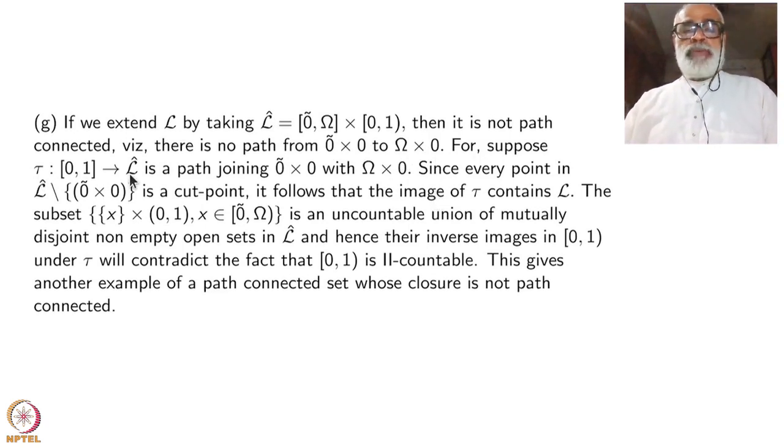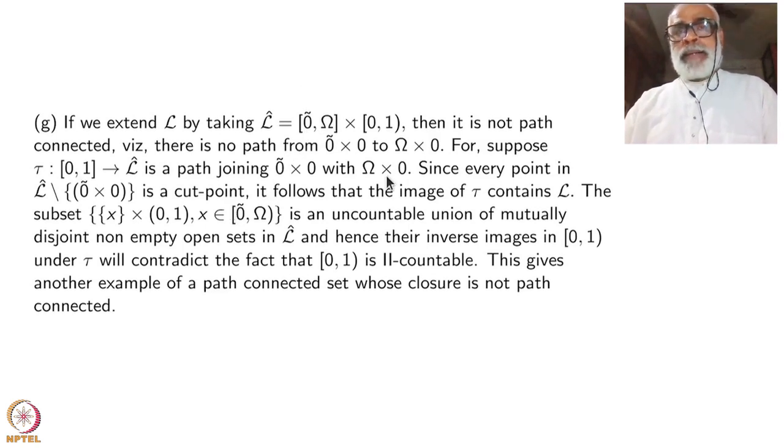For suppose you have a path. Path means what? Continuous function from a closed interval, we can assume 0, 1, to L hat, joining 0 cross 0 with omega cross 0. Since every point in L hat, in fact, except the starting point, namely 0 cross 0, is a cut point. In particular, all the points x cross 0, where x ranges over the open interval 0 to omega, are all cut points.